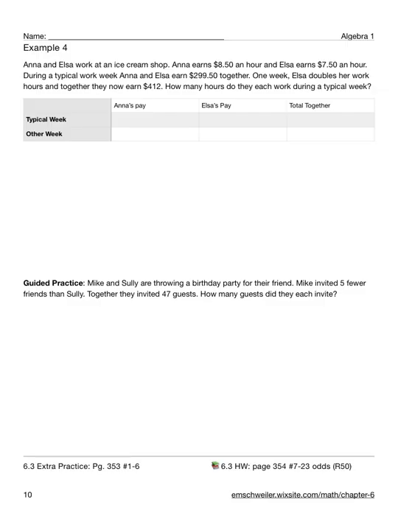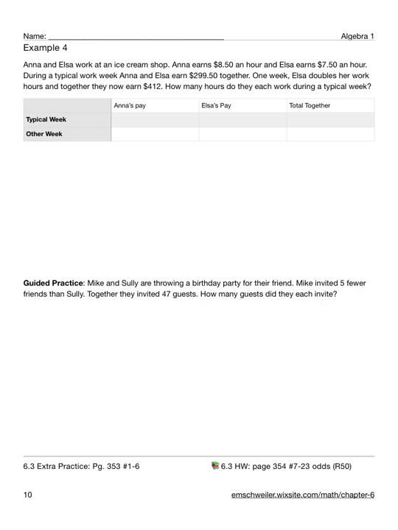All right, to finish up this lesson, let's do a word problem here. So it says Anna and Elsa work in an ice cream shop. Anna earns $8.50 an hour and Elsa earns $7.50 an hour. During a typical work week, Anna and Elsa earn $299.50 together. One week, Elsa doubles her work hours, and together they now earn $412. How many hours do they each work during a typical week?